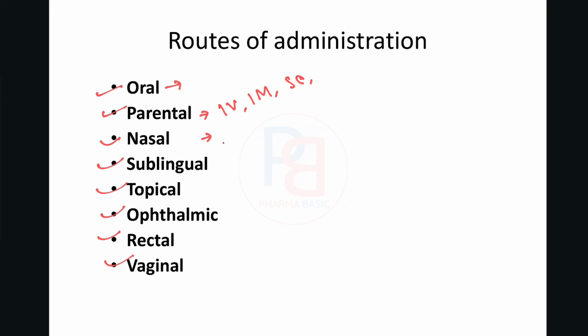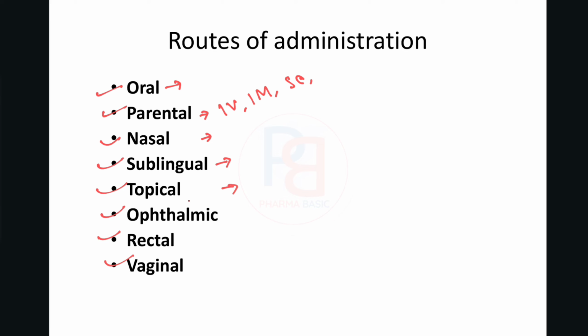Then coming to the nasal dosage form. Nasal dosage forms are defined as those given through the nose. For example, nasal drop, nasal spray, aerosols. These are the nasal drugs. Next one is the sublingual dosage form. These should be kept under the tongue or in between the gums. For example, sublingual tablet, lozenges.